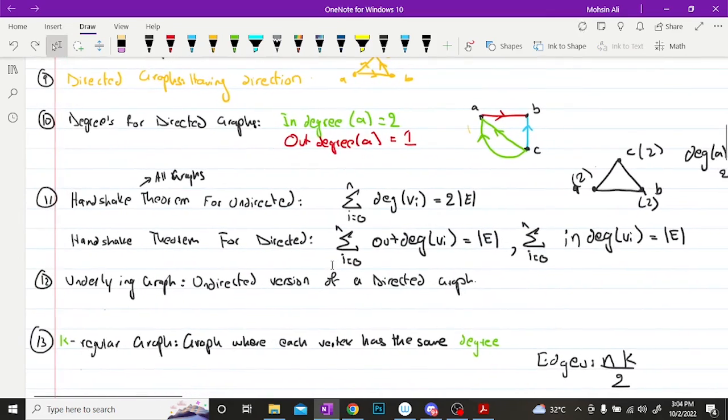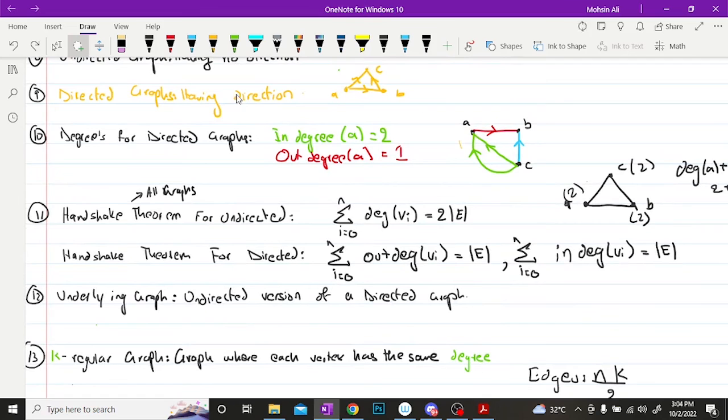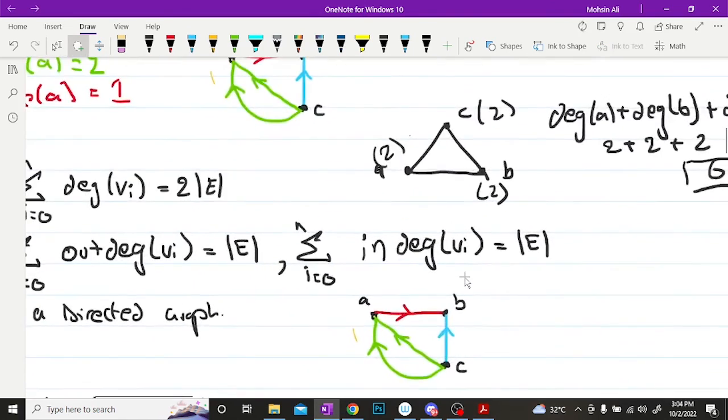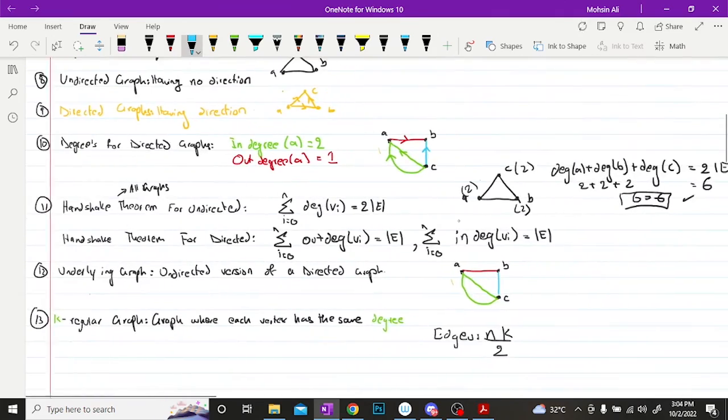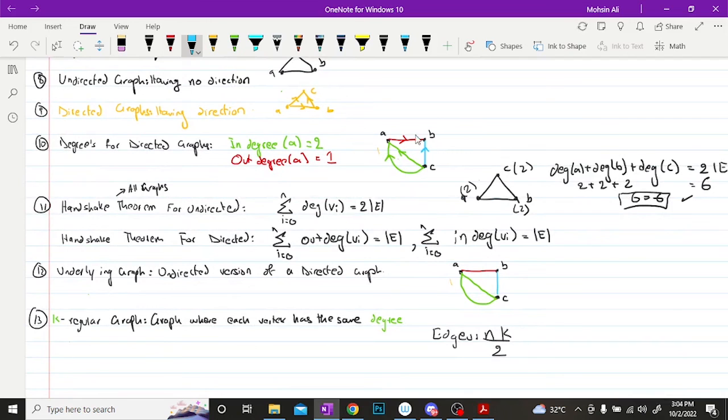Okay, then we have an underlying graph. An underlying graph is just the undirected version of a directed graph. So basically, let's say I take this graph over here, and if you ask me to draw the undirected version of this graph, then that would just be this. So that's the underlying graph of the directed graph of this one.